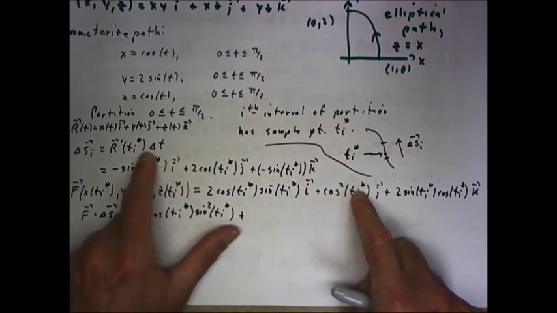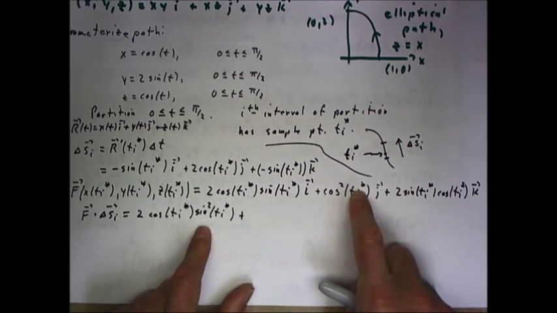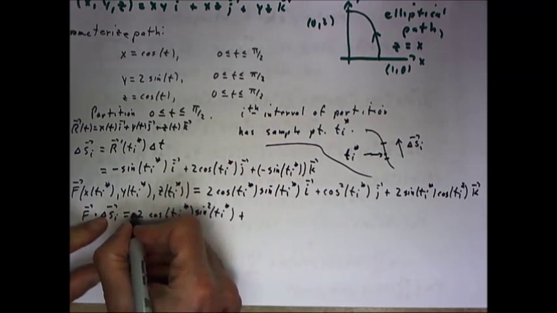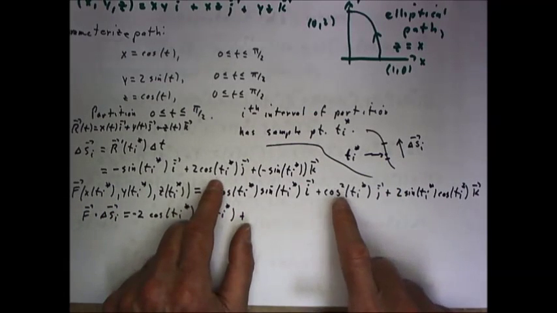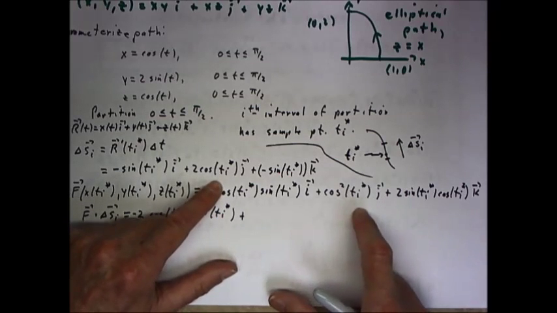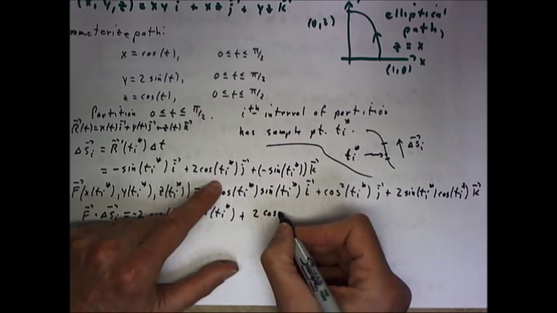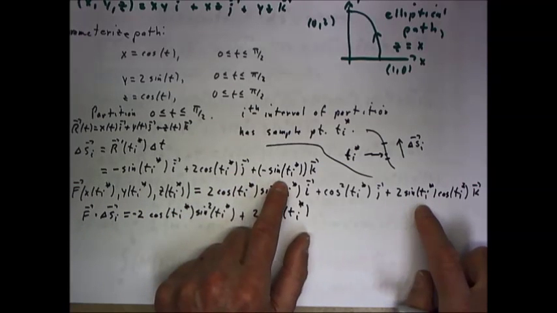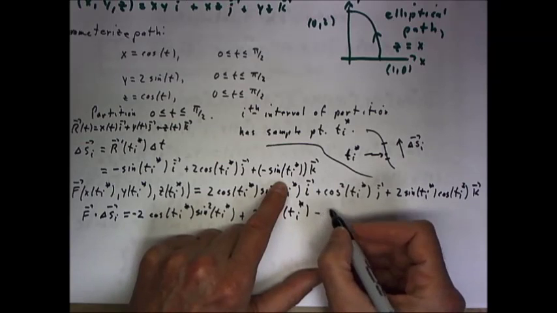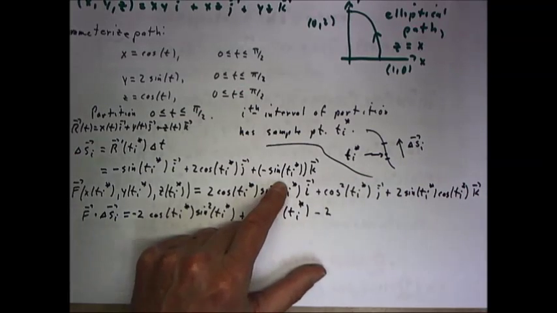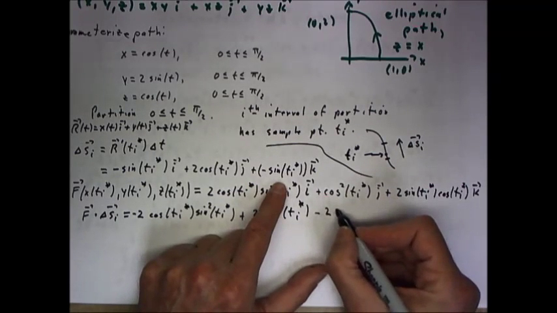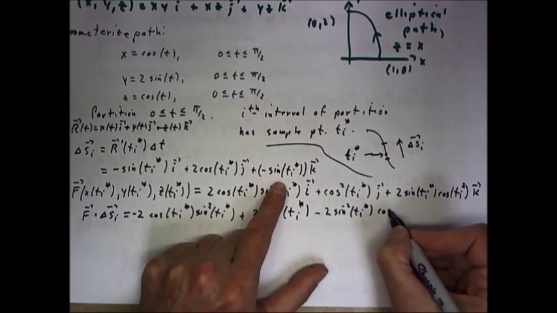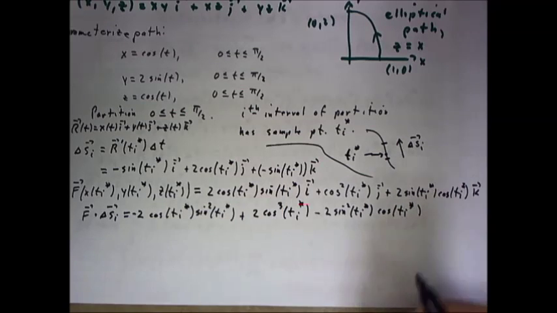And then plus what? J component of this times the j component, and let me back up a second, we have a negative sine of ti star here, so this will be negative. When we go to the j component, we have 2 times the cosine squared. That just plain gives us 2 times cosine cubed of ti star. And then the k component times the k component will be another negative 2 times sine squared of ti star cosine of ti star.